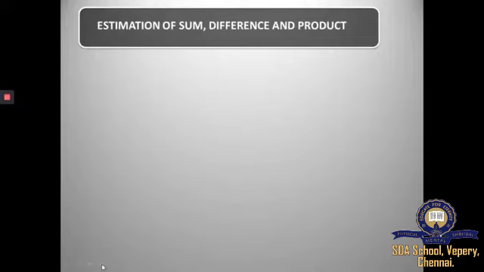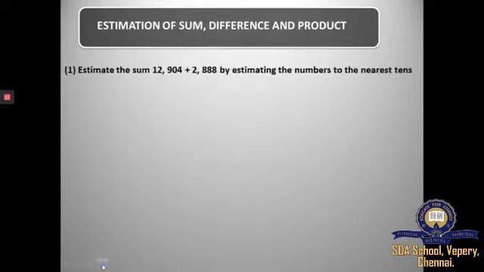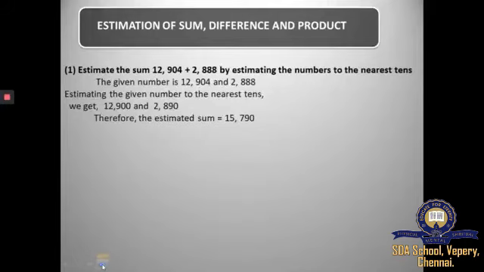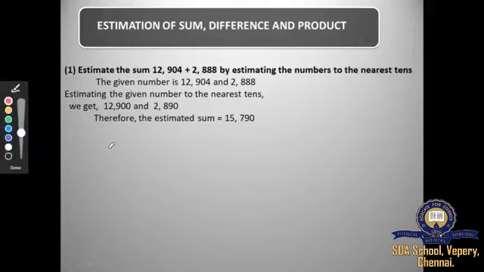Estimation of sum, difference and product. Estimate the sum 12,904 plus 2,888 by estimating the numbers to the nearest tens. So the given numbers are 12,904 and 2,888. We have to estimate the given numbers to the nearest tens.